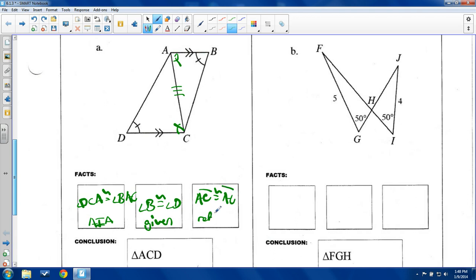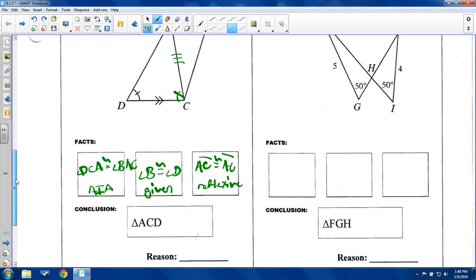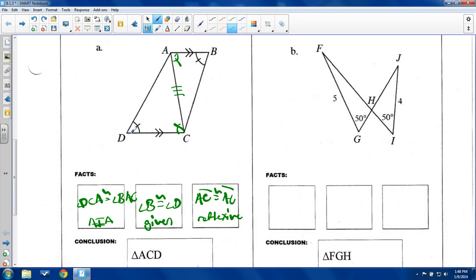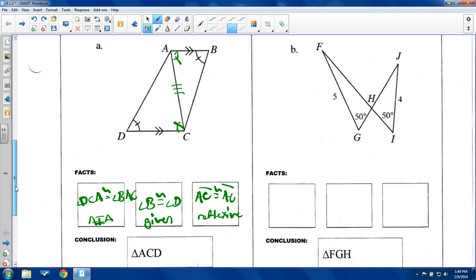I'll say reflexive. Okay? So we have an angle, and a side. An angle, and a side. By angle, angle, side, we are able to not only determine, angle, angle can determine they're similar, but angle, angle, side can determine that they're congruent. So ACD is congruent to, match them up appropriately, C, that side to it, A, then B, that side opposite D.